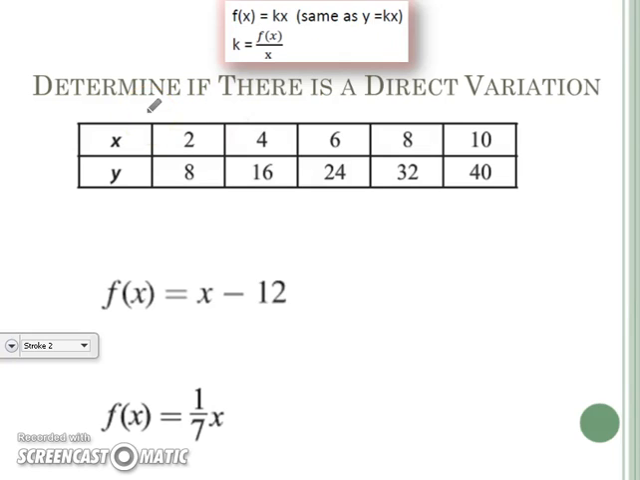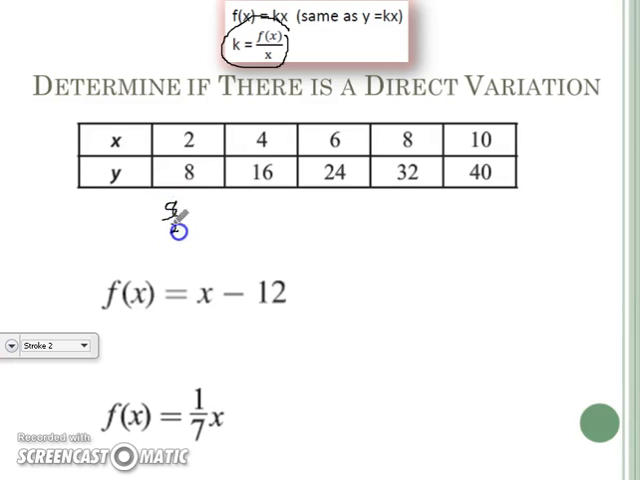So to determine if you have a direct variation, you're going to be using the direct variation equations. So f of x equals k times x, where k is a constant value for the entire relation. And you have to find that constant value by taking the f of x divided by x. So if we have a table of values, this table represents a relation because there's a set of ordered pairs. So we need to determine if it's a direct variation. So we want to find k. So to find k, we're going to use this equation, f of x divided by x. So in this case, y divided by x.